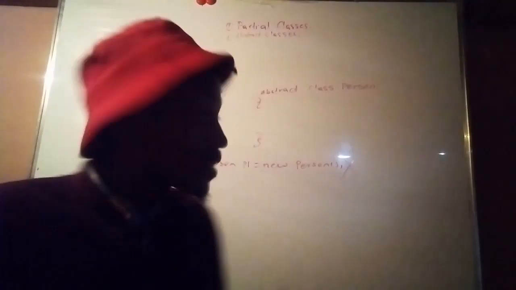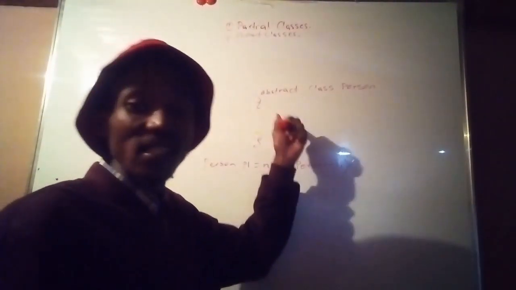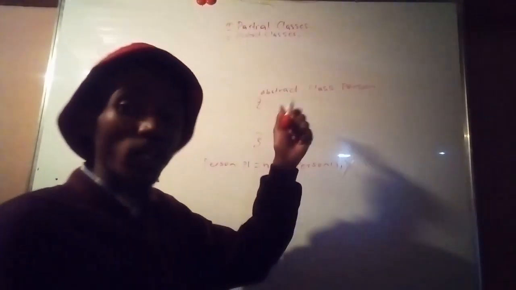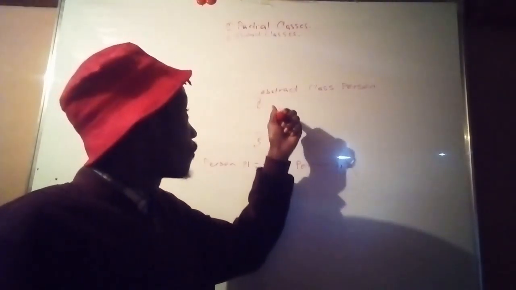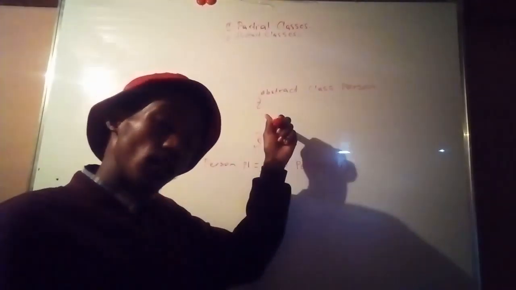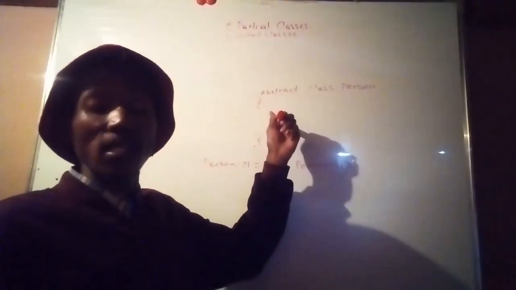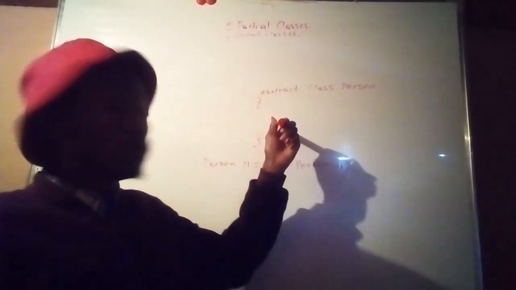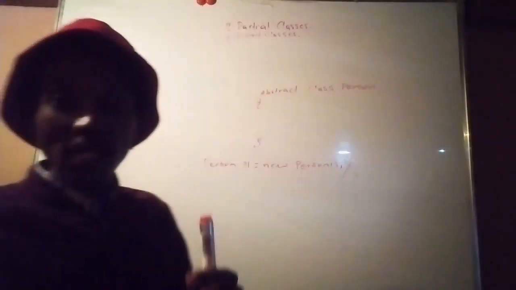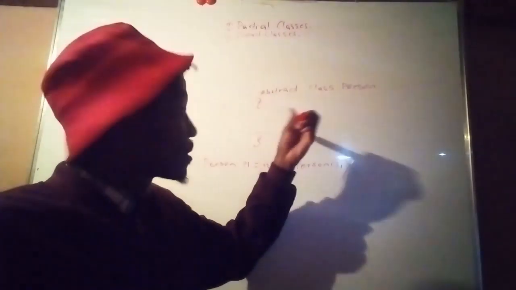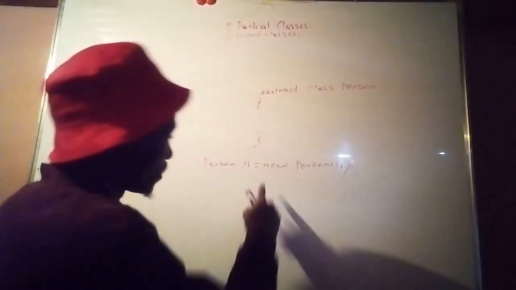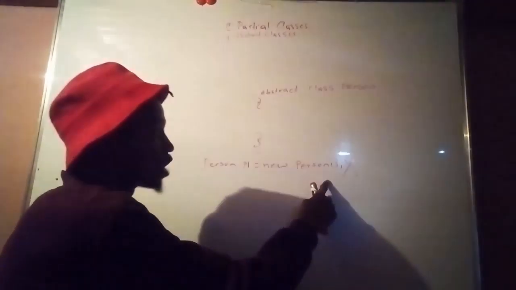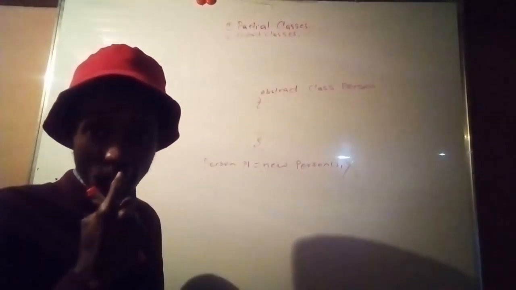So we say that you can't create an instance of an abstract class. That means you cannot have objects that have a type which is an abstract class. I say you are not allowed to create instances of abstract classes. So you can't have this type of code. You can't create an instance of an abstract class. Cool.